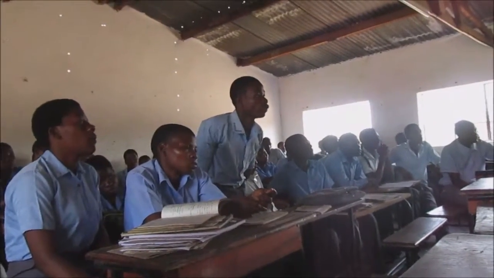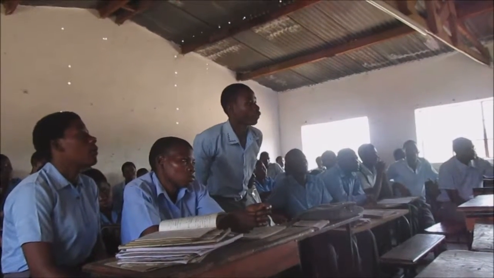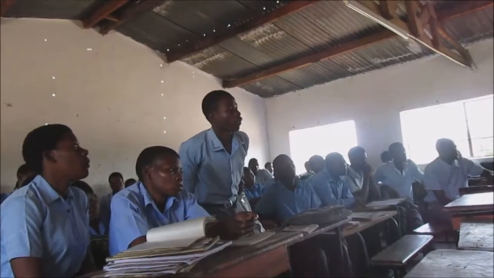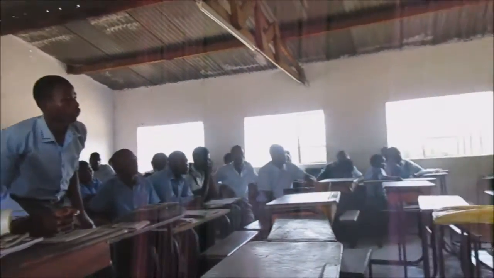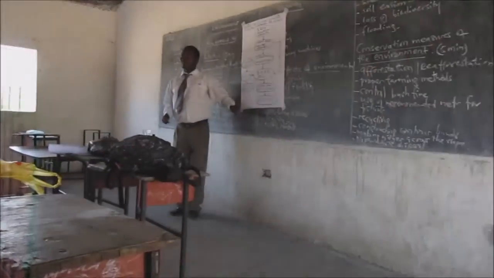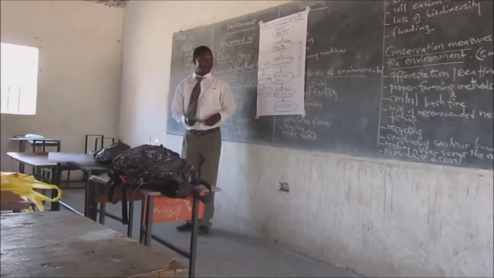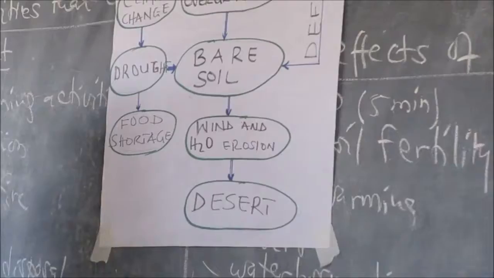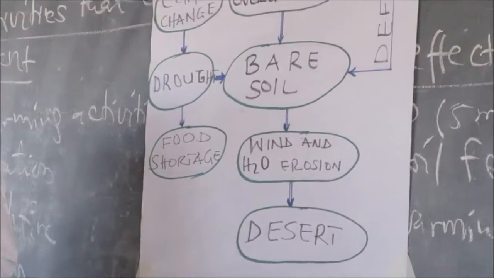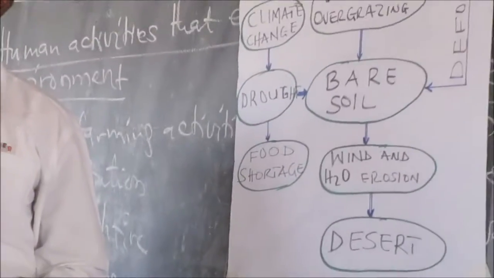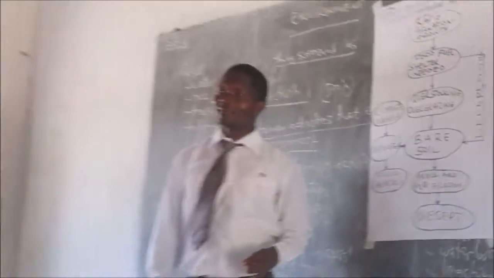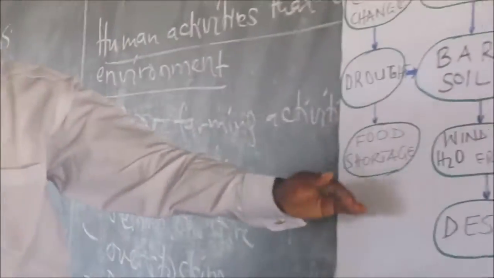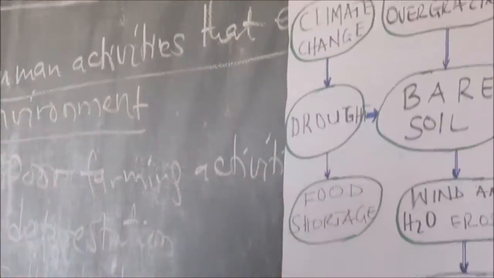The cold and the heavy wind can affect the other environment. Water will remove the soil through runoff, causing erosion. In this part, this is also called the desert. Let's hear from others. How do you take it from this part up to that end?